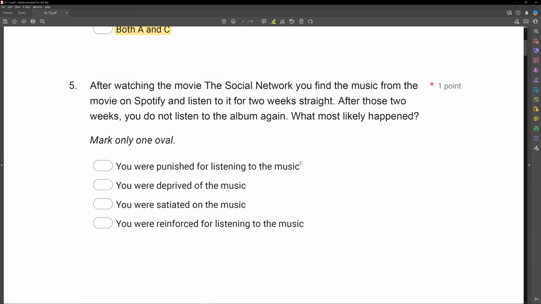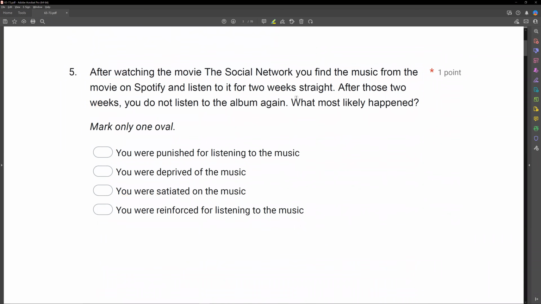5. After watching the movie The Social Network, you find the music from the movie on Spotify and listen to it for 2 weeks straight.